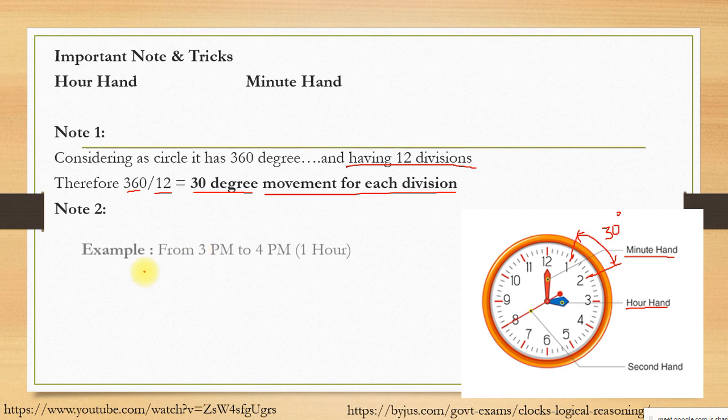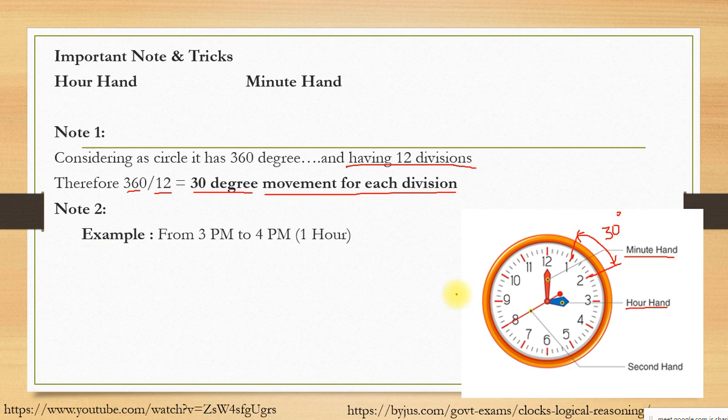So what is note number 2? Let us take an example. Let us assume the clock is moving from 3 p.m. to 4 p.m. The hour hand travels from its actual position like this. What about the minute hand? The minute hand makes one full complete rotation.